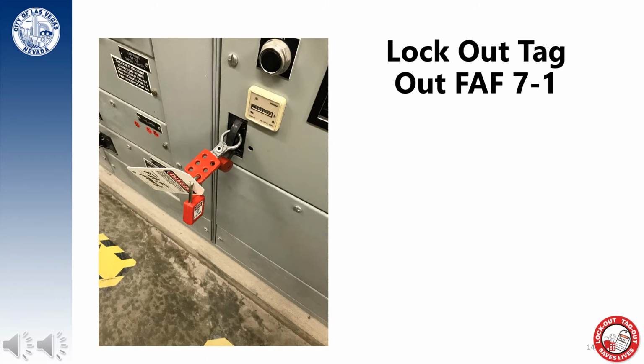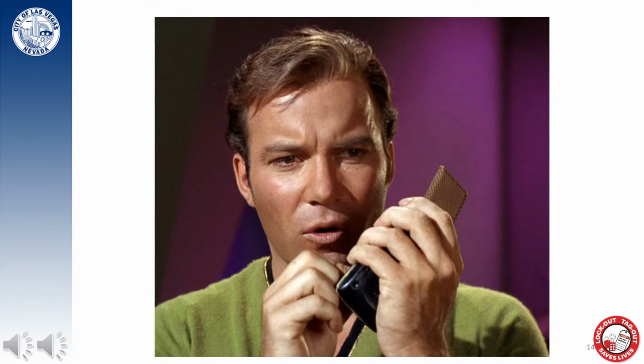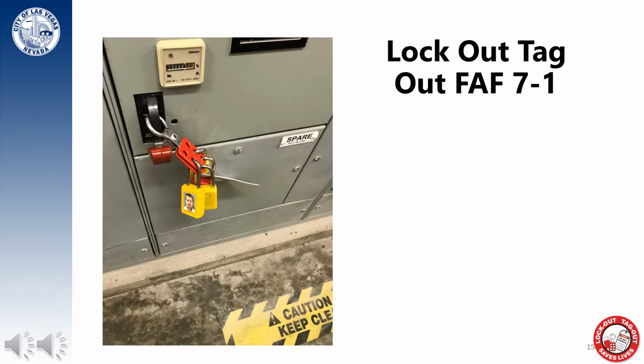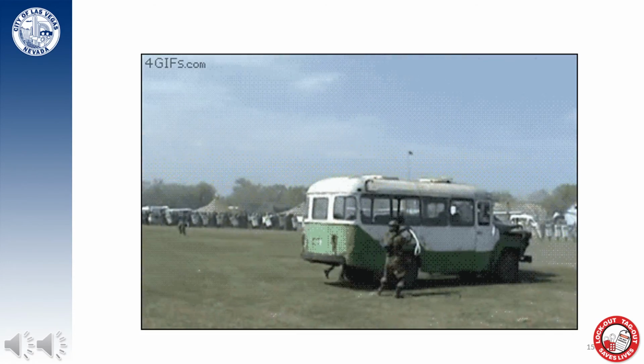The last step is to radio SCADA and ask for them to try and start 7-1 remotely. Once you have confirmed with SCADA that 7-1 is truly disabled, the maintenance team can attach their personal locks and complete their assigned tasks.